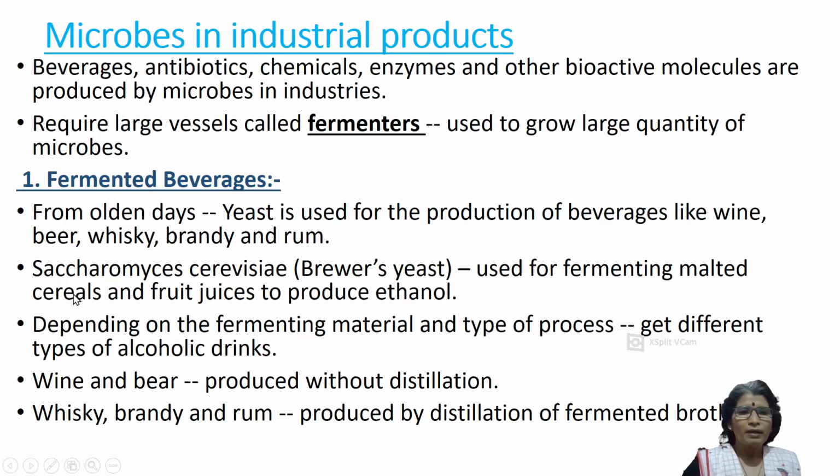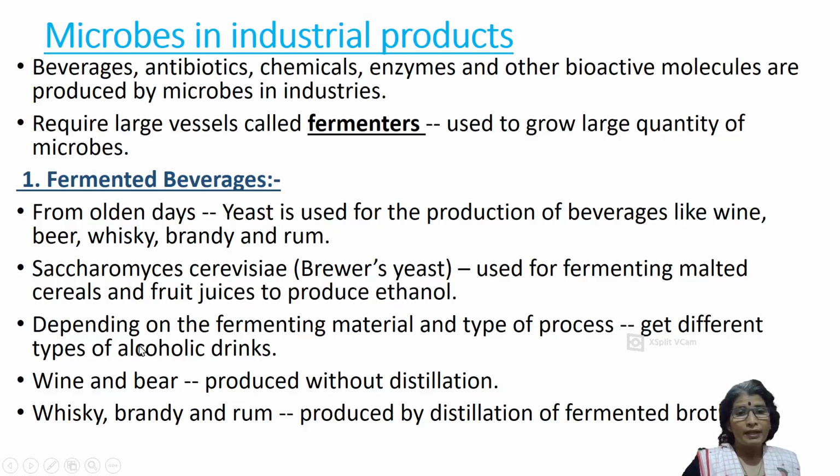What is meant by malted cereals? Cereals here may be paddy, barley or corn. First these seeds are soaked in water, then the seeds germinate and after that the germinated seeds are exposed to hot air. So all these processes, soaking, germinating and exposing to hot air. After completing these three processes you can call it malted cereals. And fruit juices are also fermented by the activity of Saccharomyces cerevisiae. Then these fruit juices and malted cereals produce ethanol by the process of fermentation.